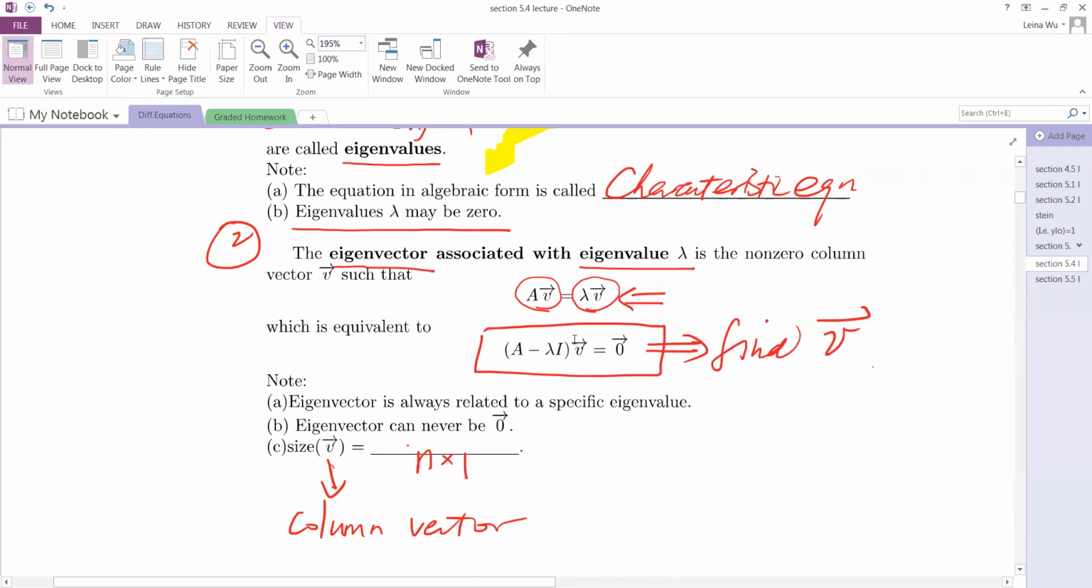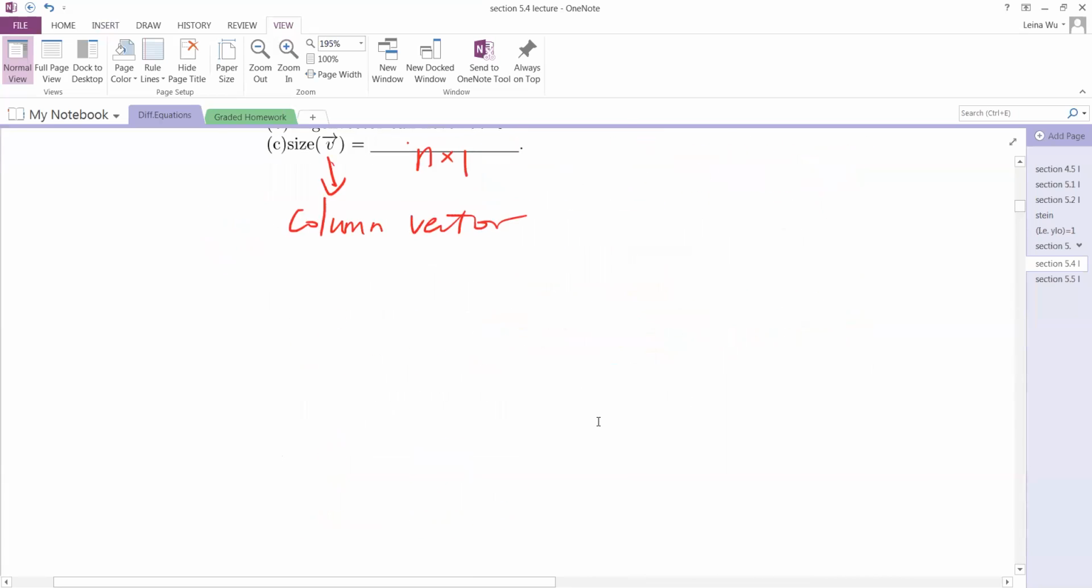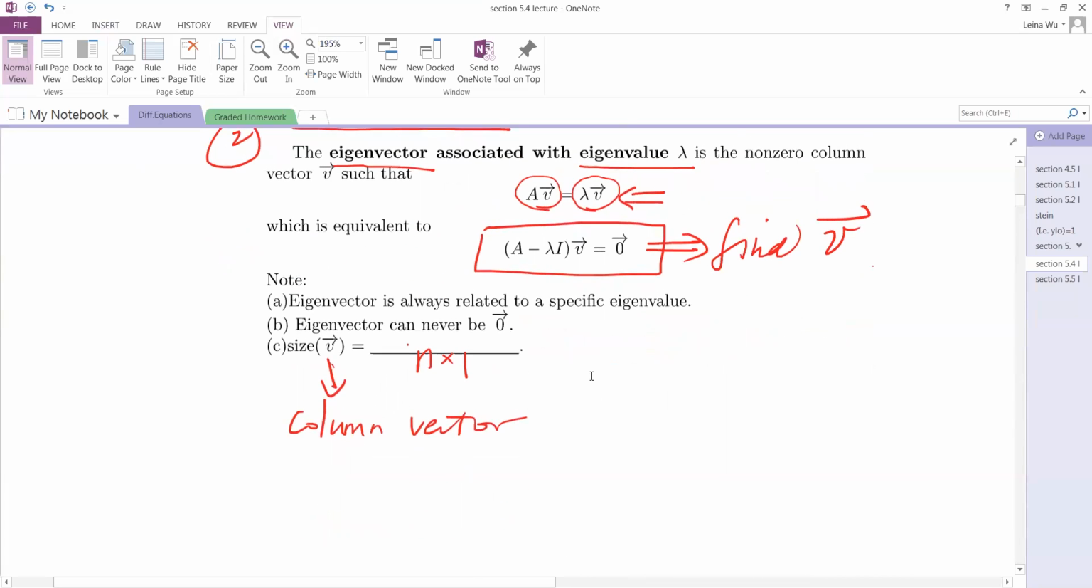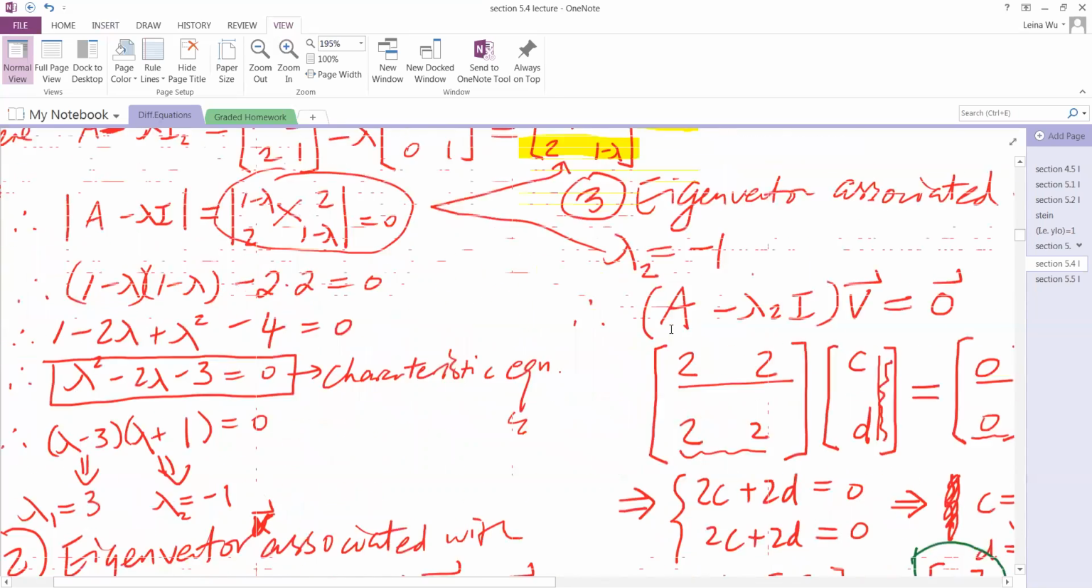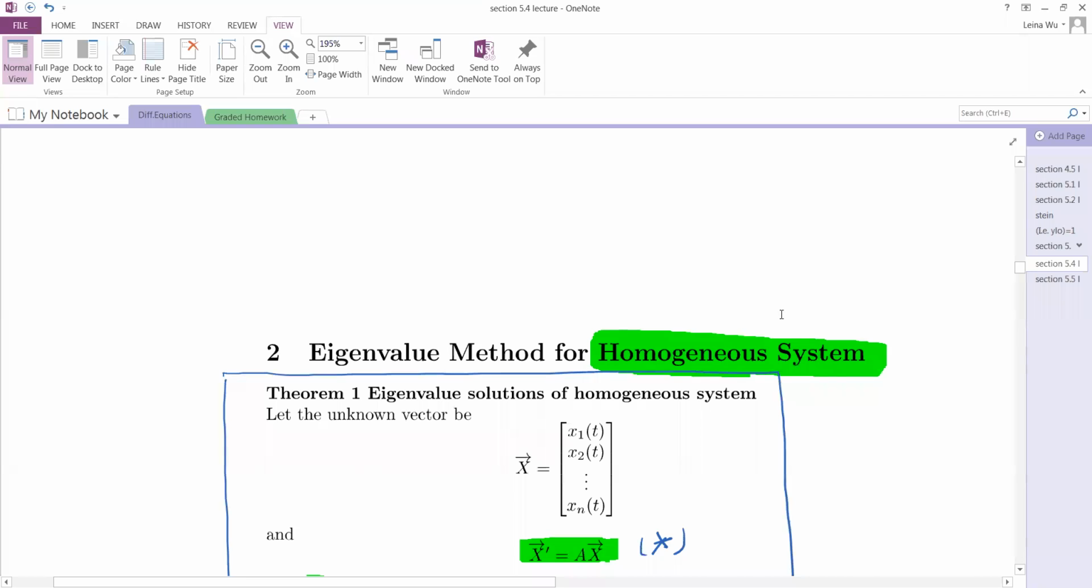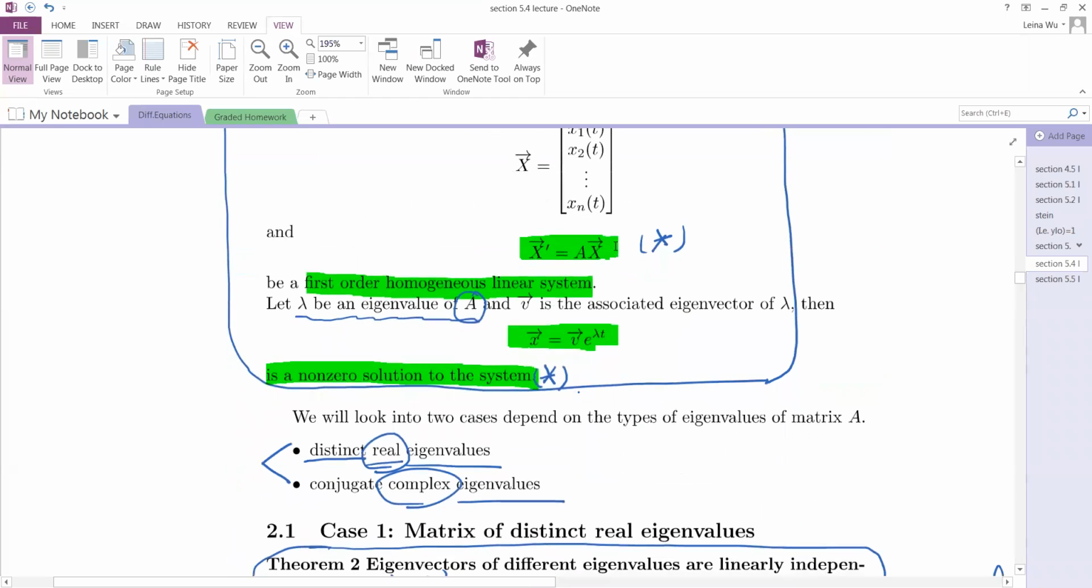If you have taken linear algebra, you know there is often more than one eigenvector, so you have an eigenspace, and what we can solve for is a basis for the eigenspace. We did example 1 of looking for eigenvalues and eigenvectors, and then introduced the eigenvalue method for homogeneous systems. I want to emphasize this is only for homogeneous systems, when there is no f of t in the equation. So it's only first order, x prime equals A times x.